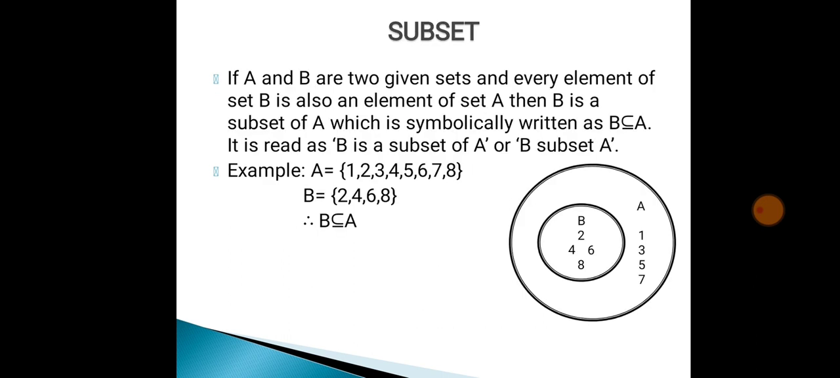Now let's see what a subset is. If A and B are two given sets and every element of set B is also an element of set A, then B is a subset of A. Symbolically, it is written as B. You can see the symbol here. That symbol is the subset symbol.